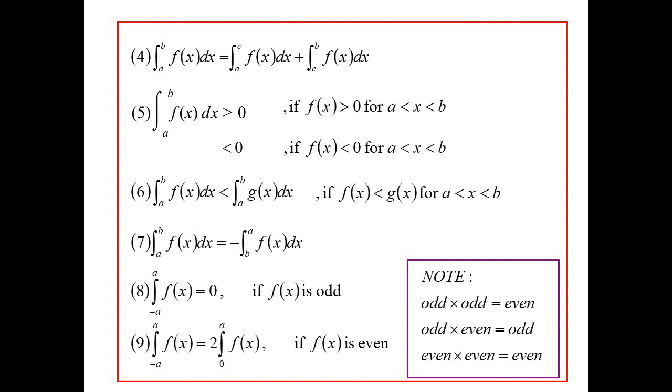When you're dealing with functions, we talked about this last year. If you have an odd function times an odd function, it'll be an even function. Odd times even is odd, even times even is even. Basically, if they're the same type of function, when you multiply them together, you'll get an even function. If they're different types of functions, when you multiply them together, you'll get an odd function.